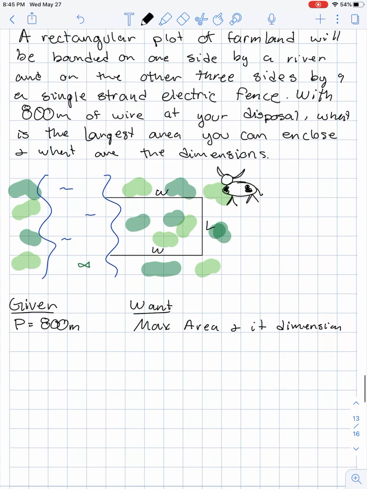All right, so kind of also given in this problem, we're just looking at the picture. Cow and fish are optional. Look how cute my fish is.